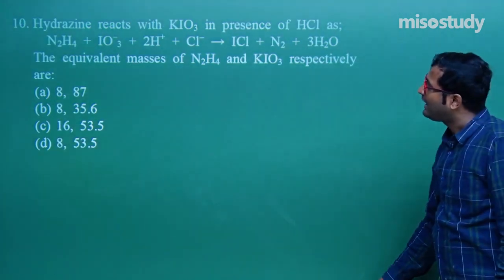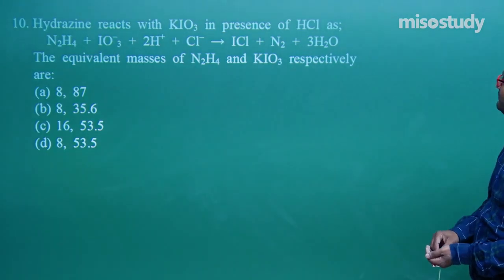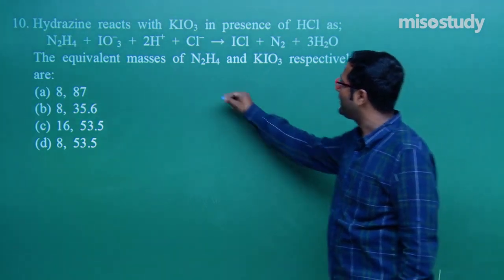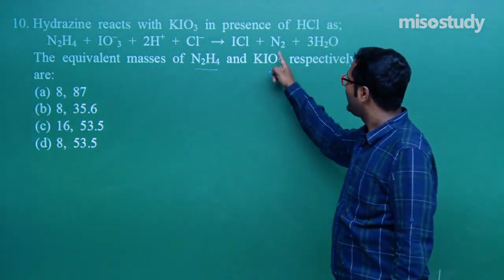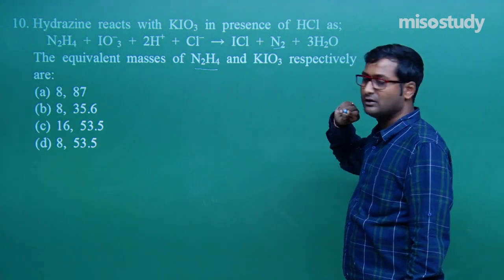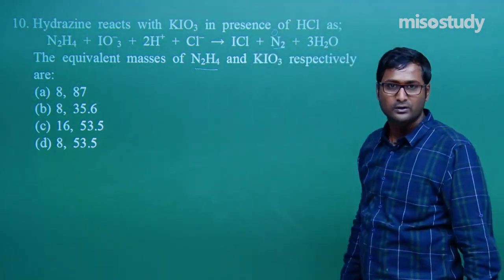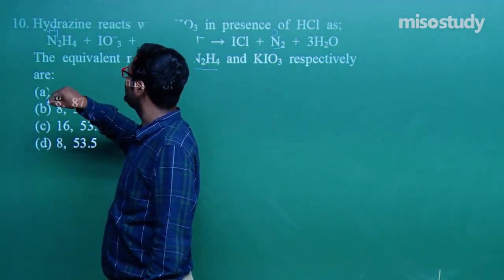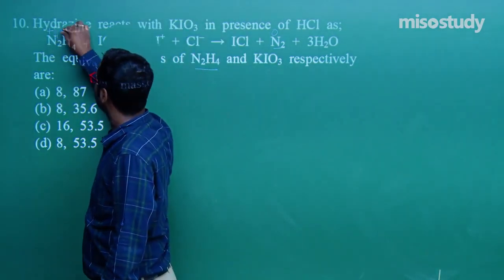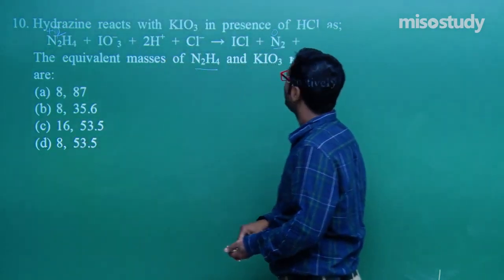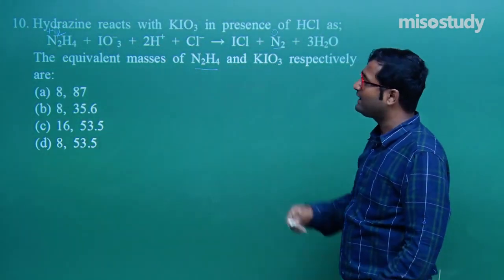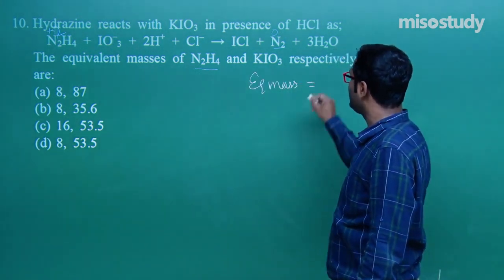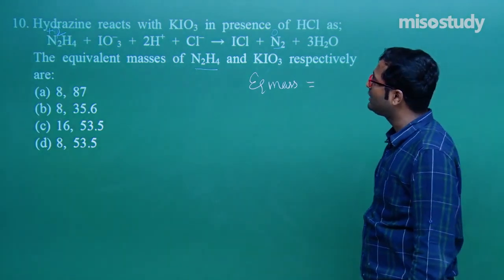Now look at hydrazine reacting with KIO3 in presence of HCl, N2H4, find the equivalent mass of N2H4. Clear to you? Look at N2H4 converting to N2, that is the oxidation state of N is 0, and in N2H4 here the oxidation state is -2. Now the equivalent mass of N2H4, as we know, equivalent mass is equal to molecular mass of N2H4 upon n.